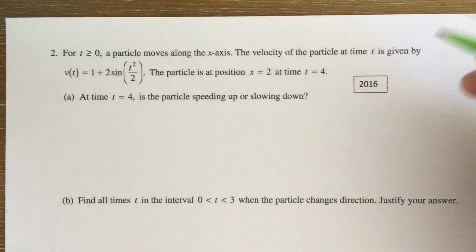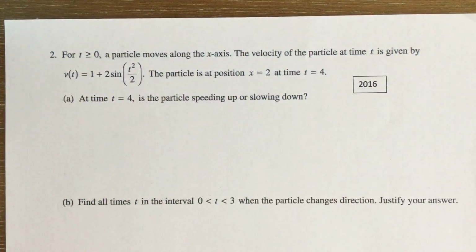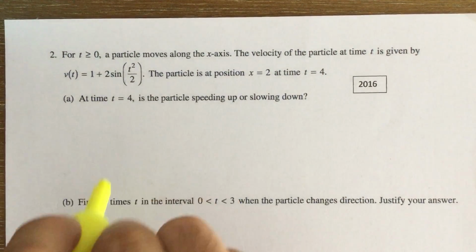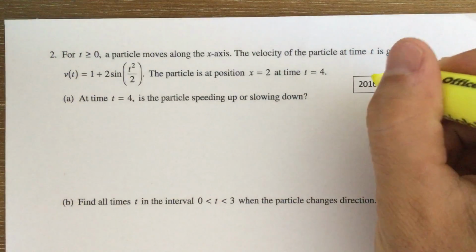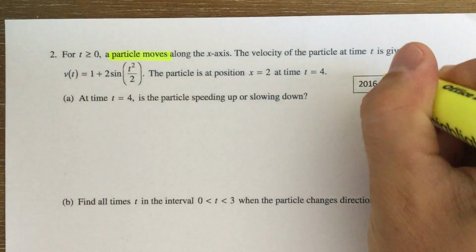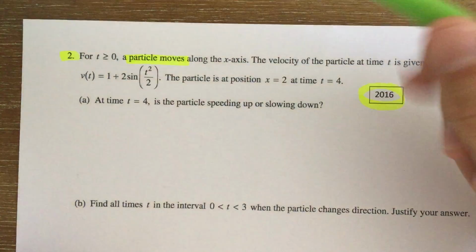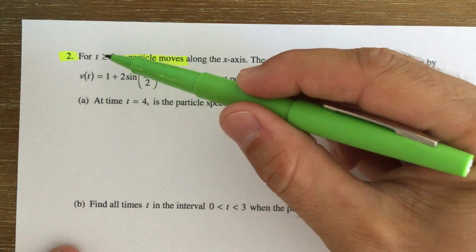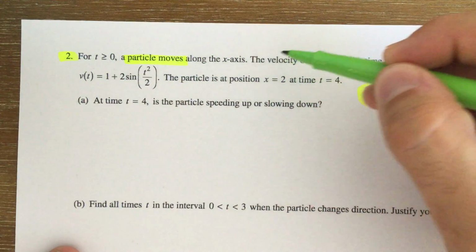So this is problem number 2 from year 2016, and I'm not going to do this problem, but I am going to step you through it, and hopefully you'll be able to finish the problems and get them all right. Like I said, it's a particle problem from 2016, problem number 2. It starts with, for t greater than or equal to 0, so we don't have to worry about negative numbers, a particle moves along the x-axis.